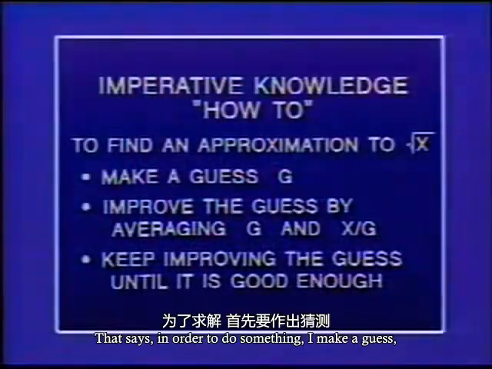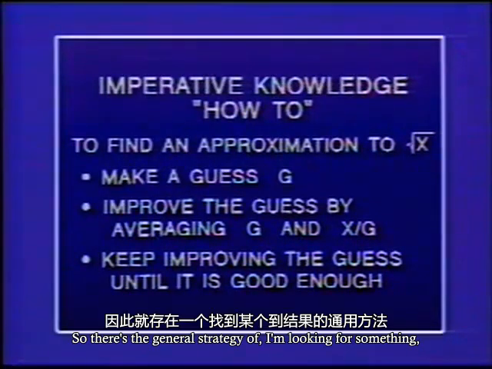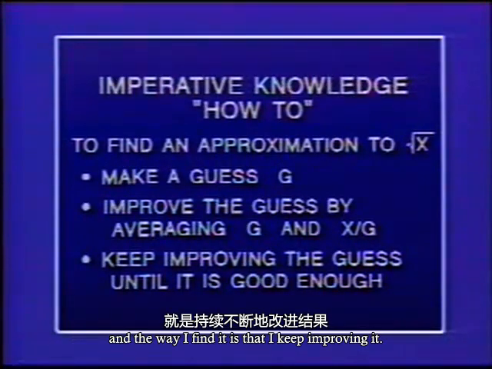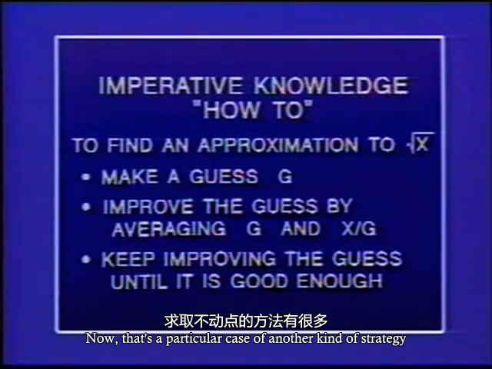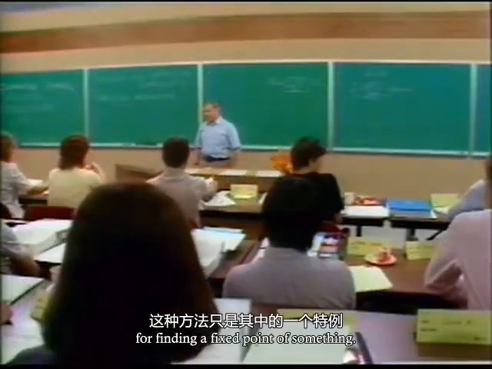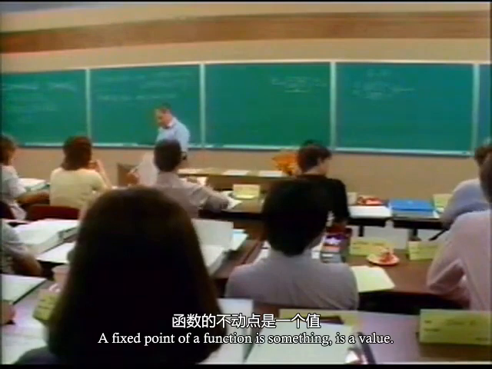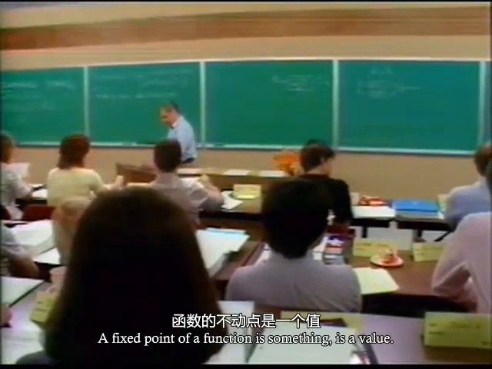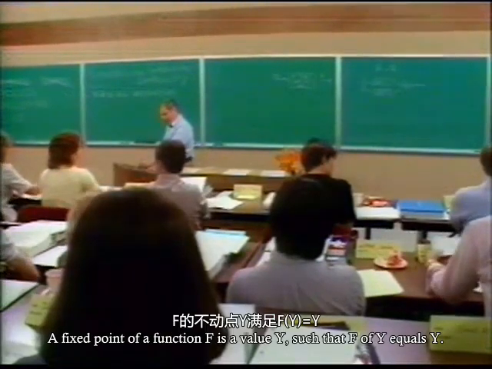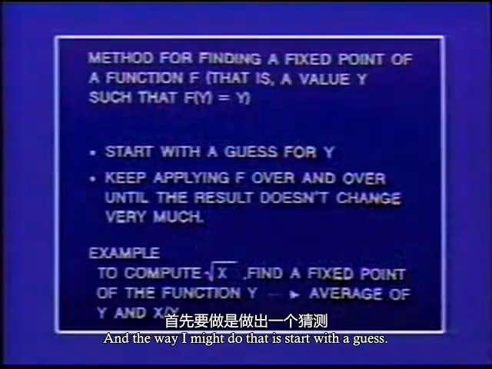Right, remember what that says. That says in order to do something, I make a guess, and I improve that guess, and I keep improving that guess. So there's the general strategy: I'm looking for something, and the way I find it is that I keep improving it. Now that's a particular case of another kind of strategy for finding a fixed point of something. See, a fixed point of a function f is a value y such that f of y equals y.